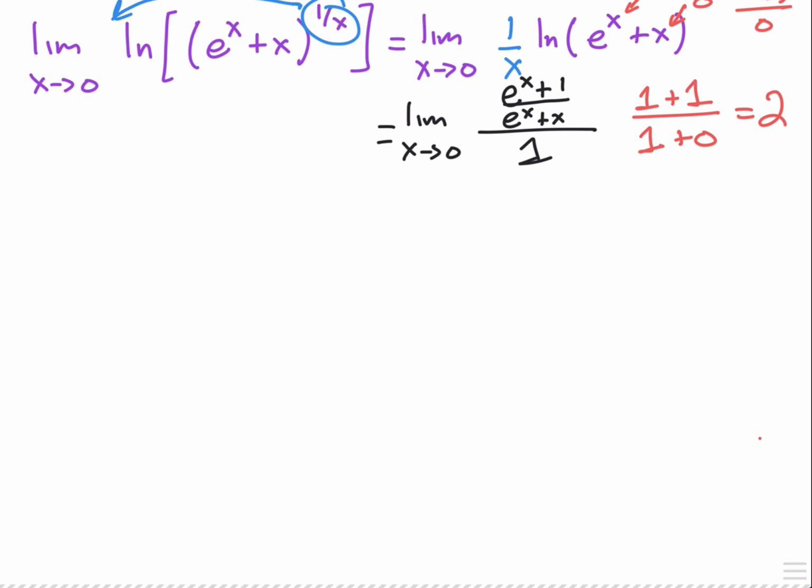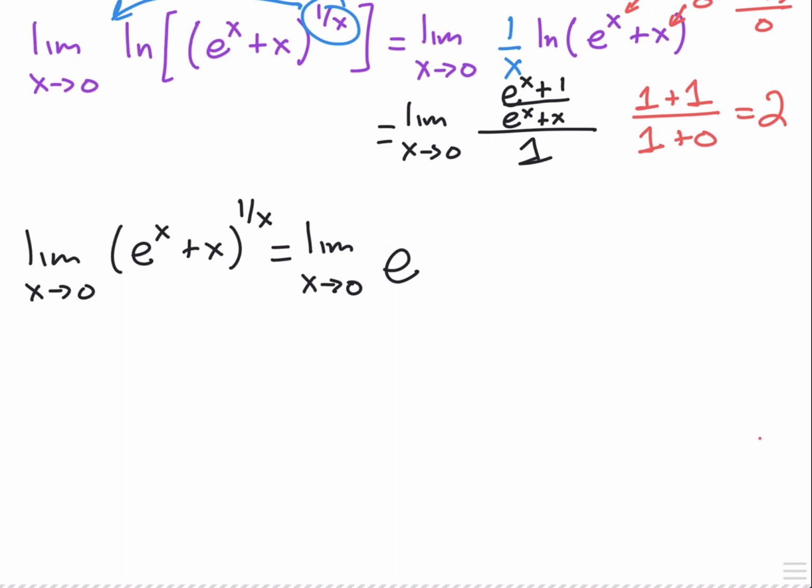So let's just write it down. So I have the limit as x goes to 0 of, so I'll write down the whole thing so that we have it. So e to the x plus x raised to the 1 over x, that's equal to the limit as x goes to 0 of e to the natural log. I'm just rewriting it so that we have it all in one place.